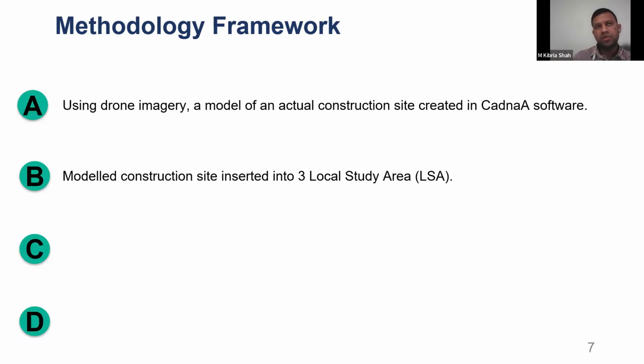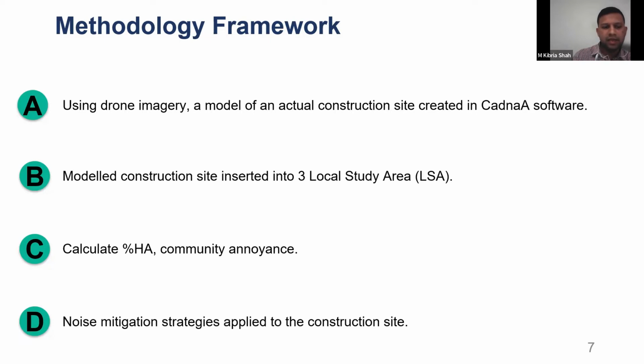So first of all, we chose a real construction project. That is one of the construction projects happening at that time at the BCIT campus. We modeled it. Then we transferred this Cadna A model to the three local study areas in Vancouver. And then we calculated the percentage HA, that is the community annoyance. And finally, we tried some noise mitigation on the construction site, but everything within the Cadna A model. So that is the methodology I had for the thesis.